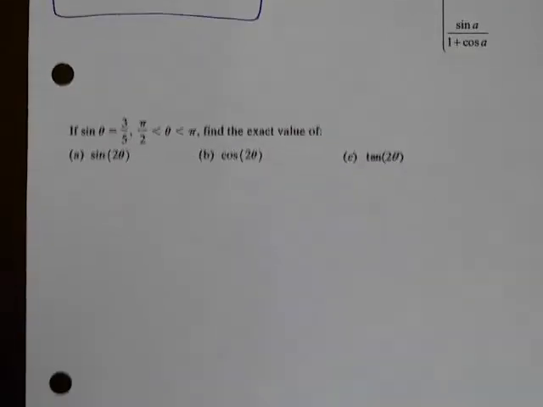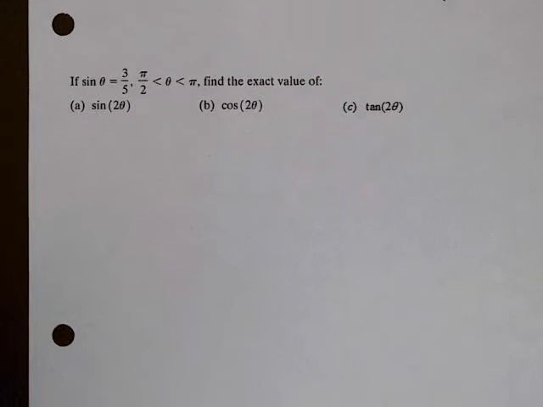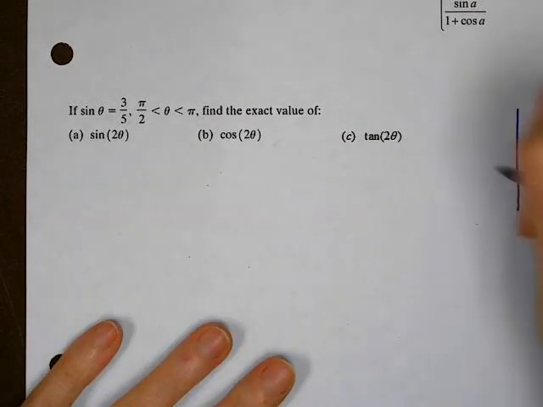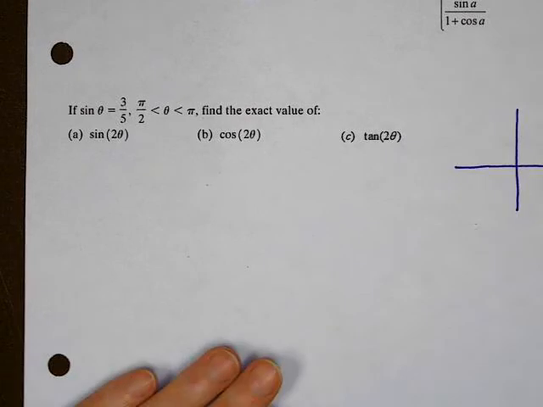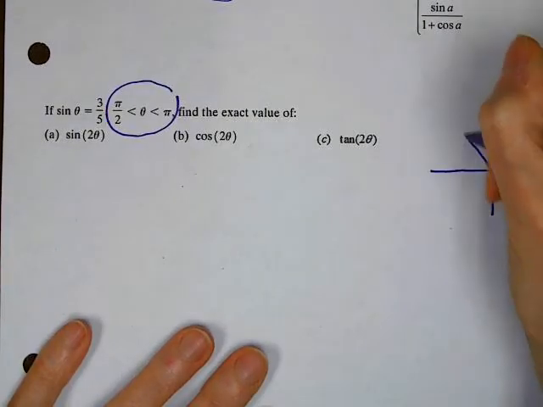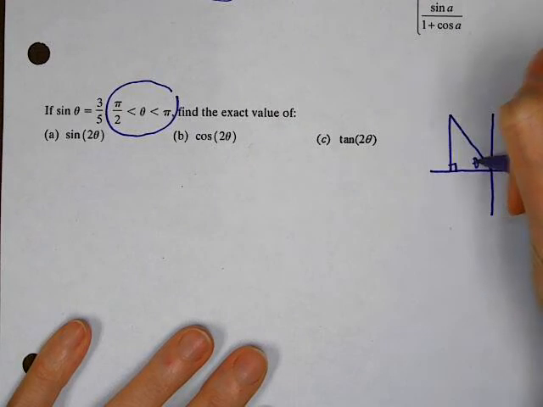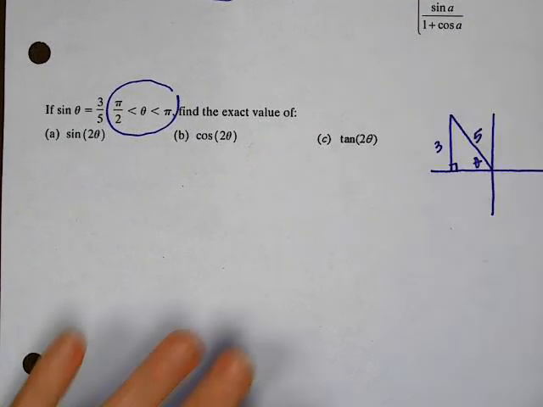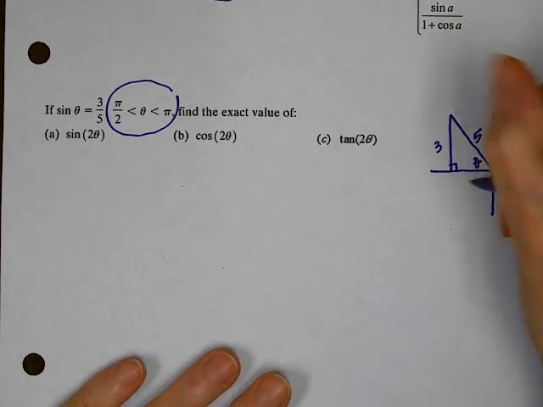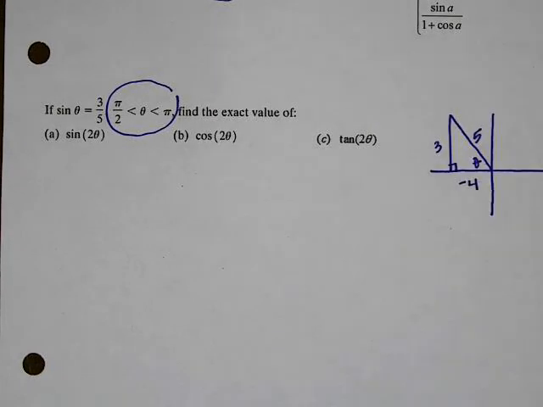So given sine is 3/5 in quadrant 2, find these exact values. So I'm going to draw a little picture just to see where this triangle is here. So this tells me it's in quadrant 2. And if sine is 3/5, then that's opposite over hypotenuse. And then by Pythagorean theorem, this gets you -4 for this side here.